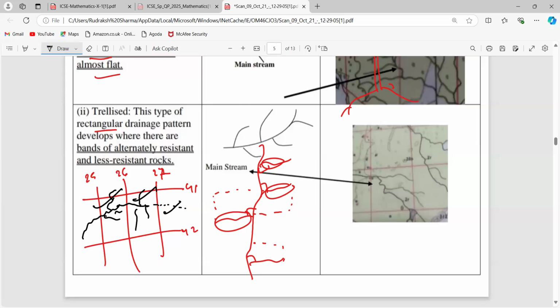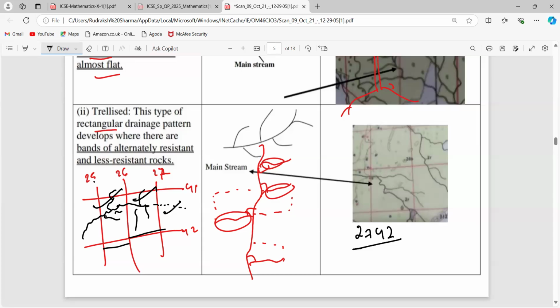But if they ask you for a particular six-figure grid, like say they ask you for 2742. In 2742, what is the type of drainage pattern? So you need to write disappearing. In 2642 it's trellised. In 2542 it's dendritic. Are you getting my point? If they ask you in general, then you have to write all three.